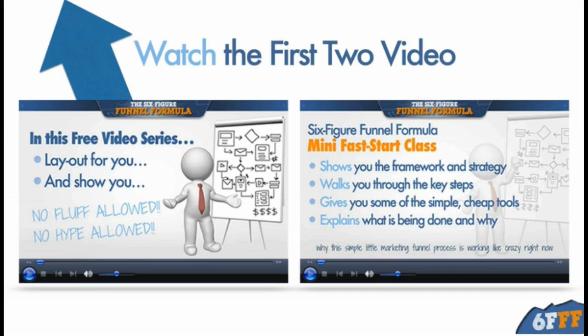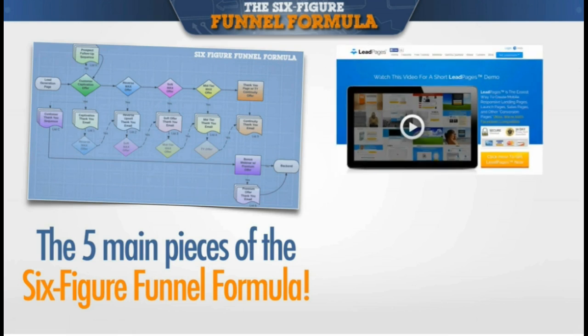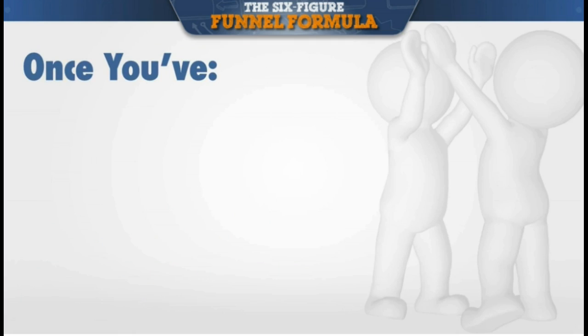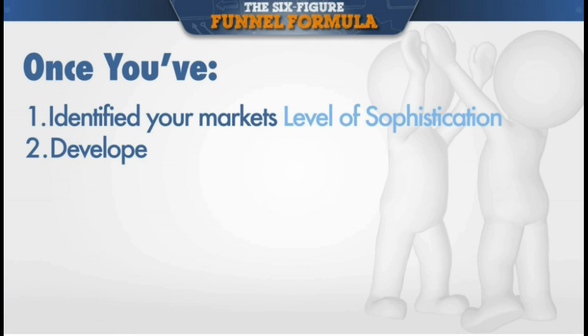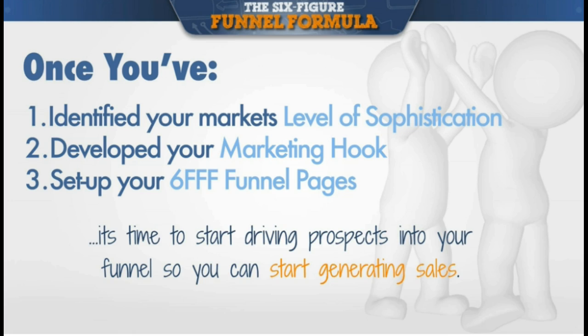Now, in our last video, I walked you through the 5 main pieces of the six-figure funnel formula, and I showed you a couple of cheap tools that you can use to set it all up pretty quickly. Now, once you've identified your market's level of sophistication, developed your marketing hook based on the 4 steps I showed you, and have set up your funnel pages using the 5 main pieces of the six-figure funnel formula, it's time to start driving prospects into your funnel so you can start generating sales.